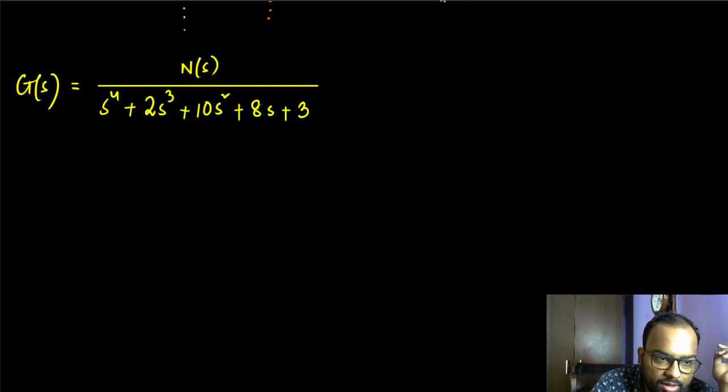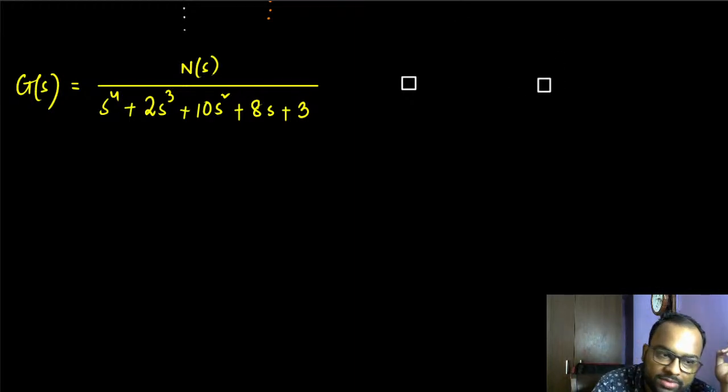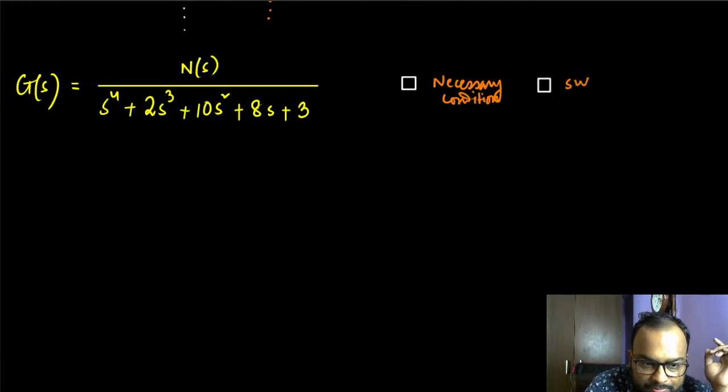First we have two checks. One is for the necessary condition, one is for the sufficient condition. And unless the necessary condition is satisfied, we do not go to the sufficient condition checking. So this is the necessary condition, and this is the sufficient condition checking.